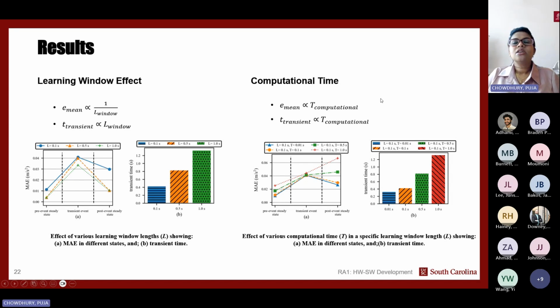Another analysis is the computational time effect. Here, the error and the transient time both have a proportional relationship with the computational time. In the left figure, we can see for all three events, pre-event, transient, and post-event, if the error increases, it means computational time is high. If it decreases, it means computational time is decreasing too. In the case of transient time, it's the same. When there is more error, it means it takes more computational time.